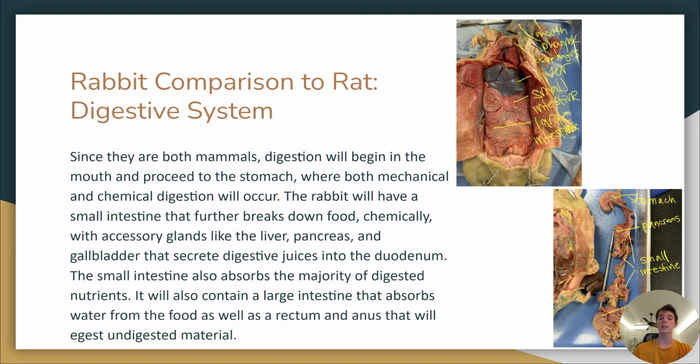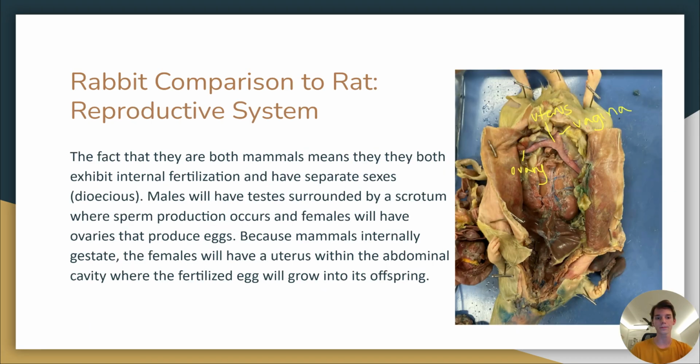And then the digestive system of a rabbit is going to look like generally a mammal's. It's going to begin with a mouth and then through an esophagus to the stomach. That's where mechanical and chemical digestion is going to occur. And then it's going to have that small intestine that chemically breaks down most of the food and absorbs the nutrients. And then the large intestine will be present and will absorb the water, and it will have a rectum and anus that helps to expel the waste.